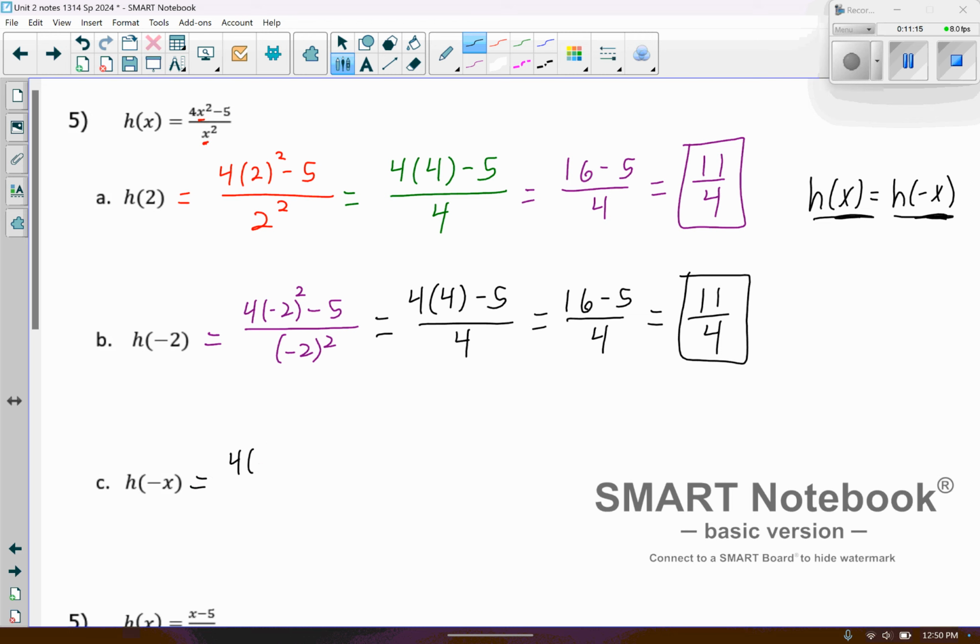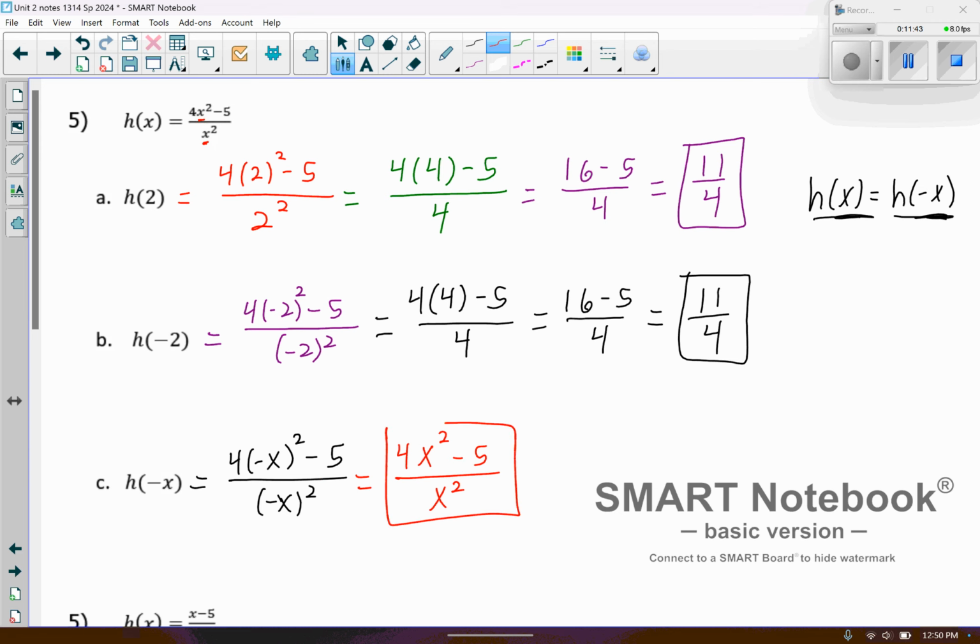So let's see, 4 times negative x squared minus 5 all over negative x squared. Once again, you have those little negative ones in front, so whenever you square it, it's going to turn positive. So it just becomes positive x squared, and then we have our minus 5. And then all over, when I square this, negative times a negative becomes positive x squared. And what you'll notice is it's actually the original function up here. Okay, so we'll talk more about that on the next slide.